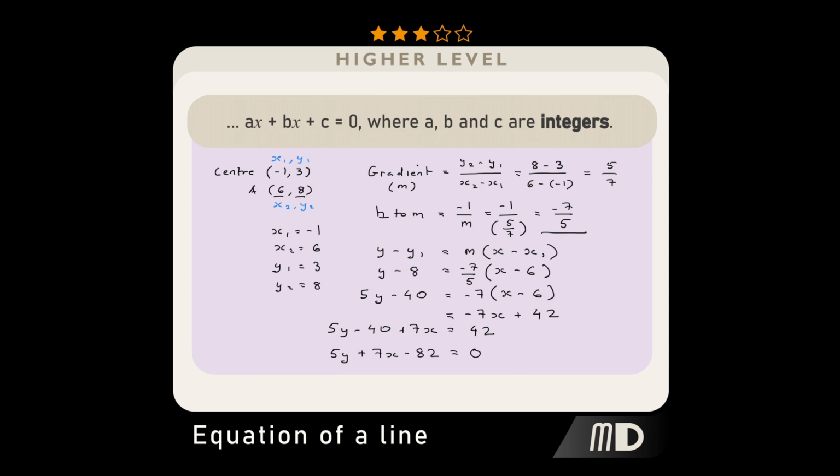Answering this question successfully relies on our understanding of calculating gradients, understanding perpendicular line properties, and manipulating linear equations. So the equation of the tangent to the circle at point A and the answer to this question is 5y plus 7x minus 82 equal to 0.